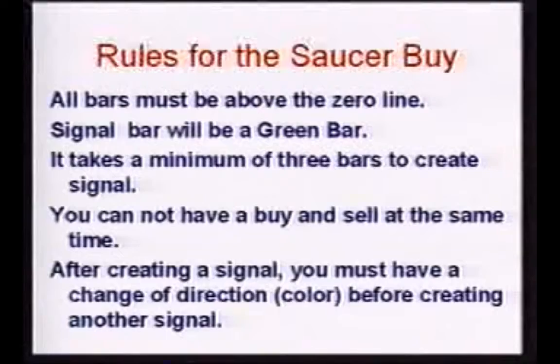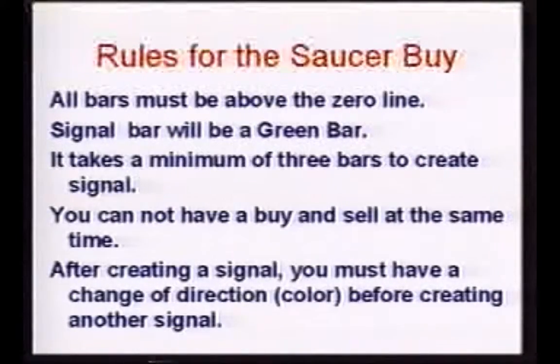First thing we want to talk about are going to be the rules for the saucer buy. All your bars must be above 0. Your signal bar will be a green bar. And try to remember that you're never going to have a sell signal on a green bar. You'll only generate buy signals with green bars. It's going to take a minimum of 3 bars to create this signal. Now that's the minimum. You can have many more bars in between, and I'll show you what we're talking about later, but it takes a minimum of at least 3.